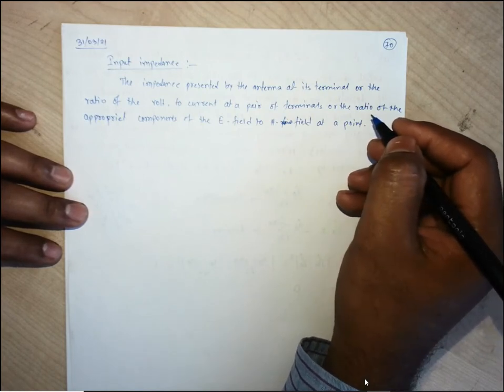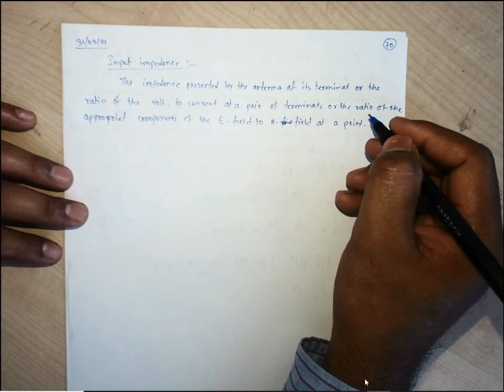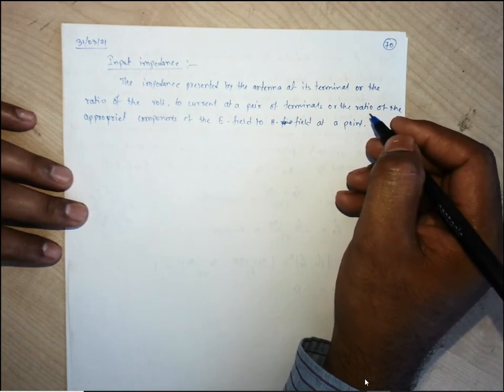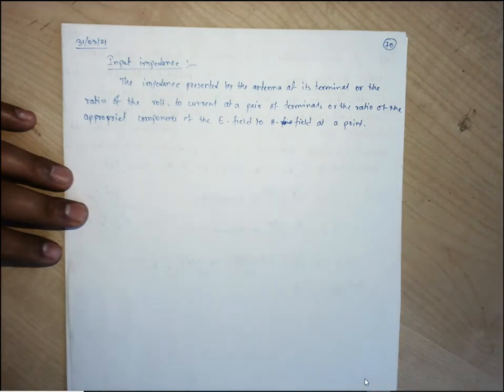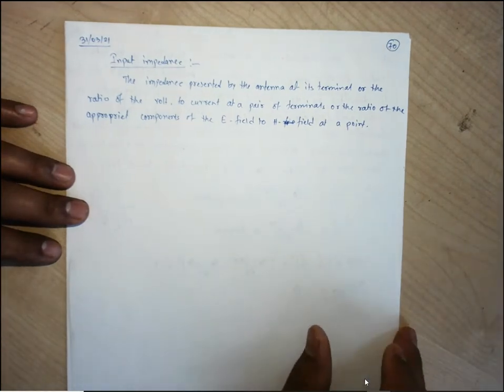So at the input side, if we consider the voltage and current ratio, that also gives us the impedance. We can look at it from the circuit point of view, or we can think of the wave propagating on the antenna. So at that terminal, if we consider the appropriate components of electric and magnetic field, it may be Ex Hy, it may be Hx Ey. So we need to consider the appropriate component of electric field and magnetic field.